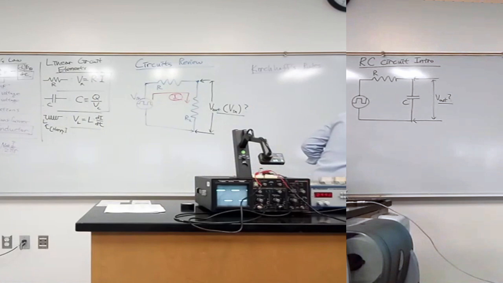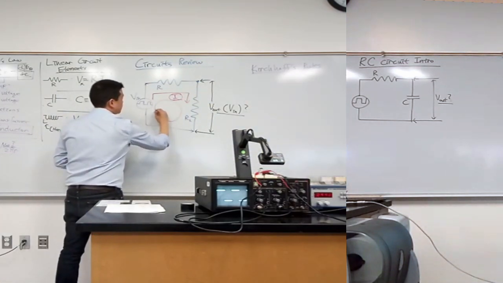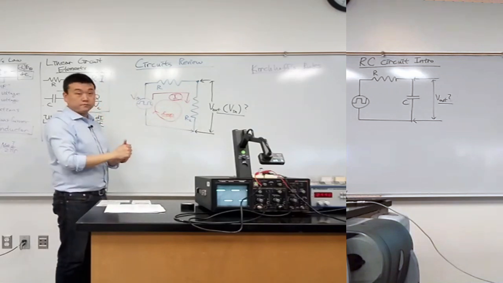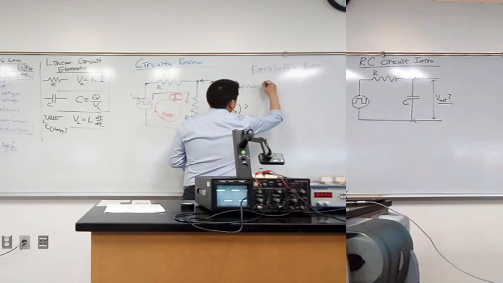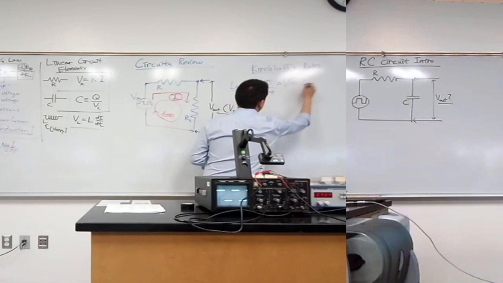So let me define the loop. So let me call this my loop. So this is my loop. So applying the loop rule, this is what I get. Loop rule says the voltage change as you go around the loop should add up to 0.